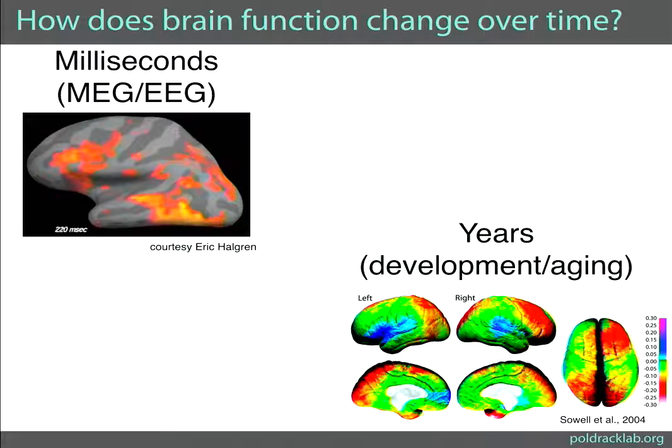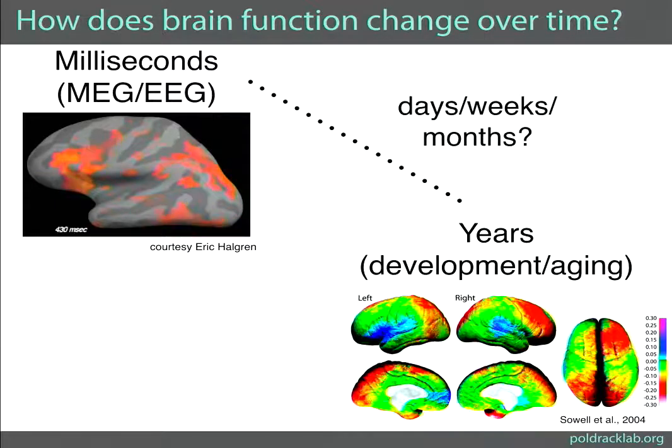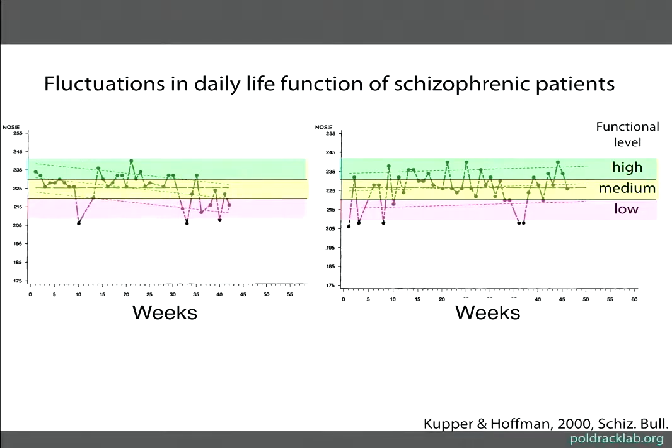But a few years ago, we started thinking about this interesting missing bit in between. How do brains change over the course of days and weeks and months? And you might ask, why is that interesting? So here's one reason. We think it's really important for understanding probably every neuropsychiatric disorder.